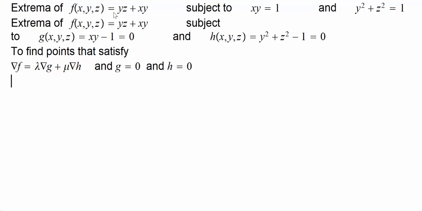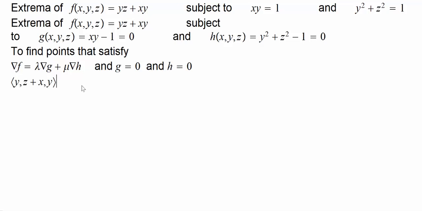So first we have to write the gradient of this function. For the gradient, the partial with respect to x here is simply y. With respect to y it will be z here and x here, so we get z plus x. And then with respect to z, this part gives us a 0, and here we will simply get a y.